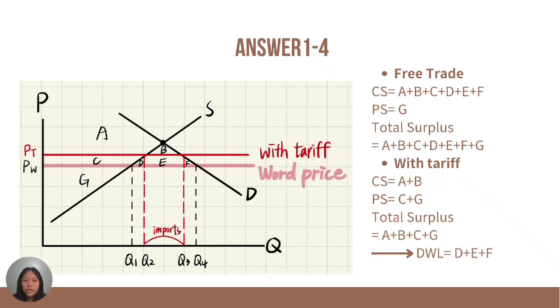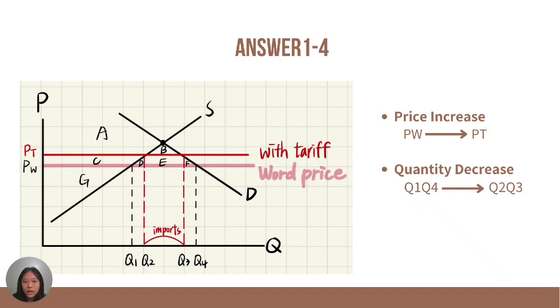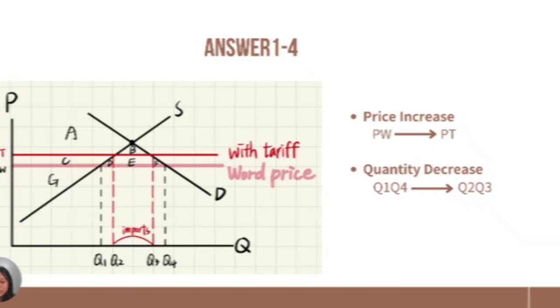If there is now an imposition of tariff, the price will increase. The consumer surplus is in areas A and B, and the producer surplus is C and G. There will be a deadweight loss of D, E, F under this circumstance. Also, the price will increase and the quantity will decrease. Therefore, the tariffs will do more harm than good.